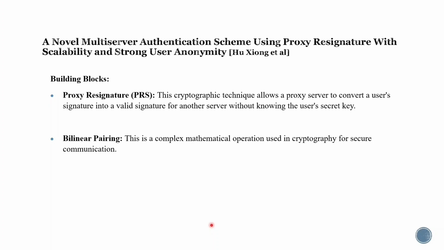Let's go to the second protocol, a novel multi-server authentication scheme using proxy signature with scalability and strong user anonymity. The building blocks of this protocol: proxy signatures. Proxy signatures are basically a cryptographic technique that allows a user or an entity to convert its signature into another entity's signature. For example, a user A can sign a particular message, and then that message is sent to user B. User B uses this proxy signature and turns that signature of user A into his own signature, and this can be verified by some other entity.